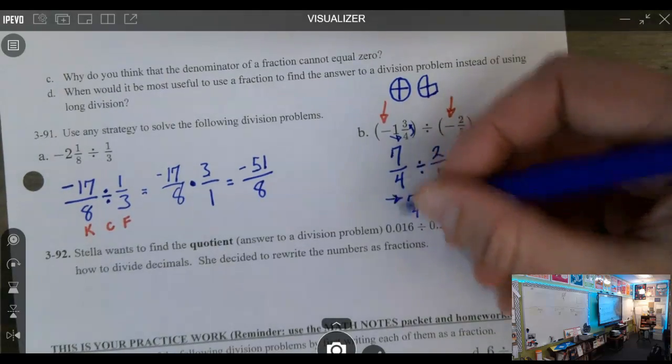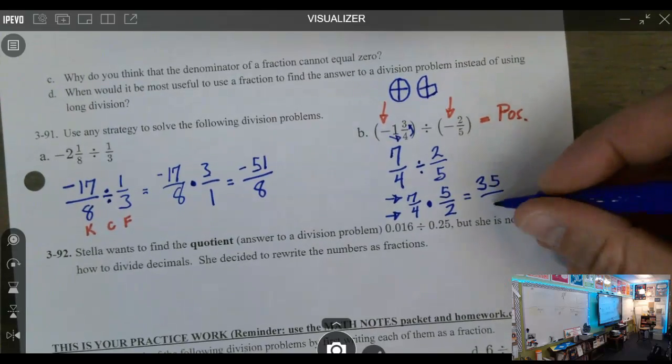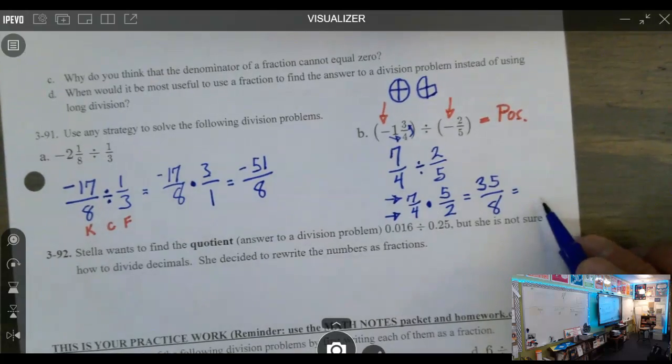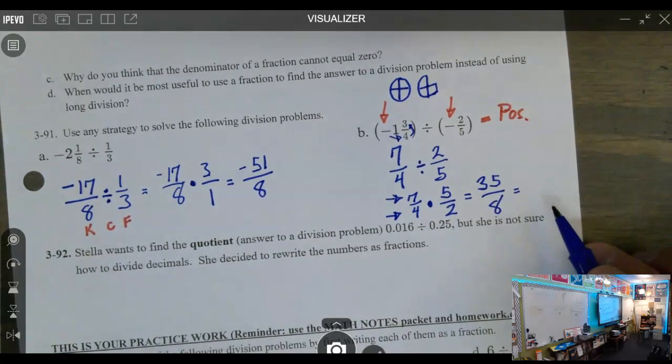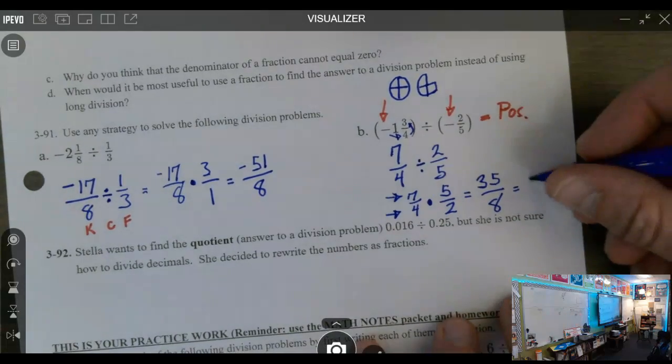Then straight through top, straight through bottom. So we get 35 over 8. And we could make that into mixed if we wanted to, but we are out of time. What is it, Emily? What? 4 3/8.